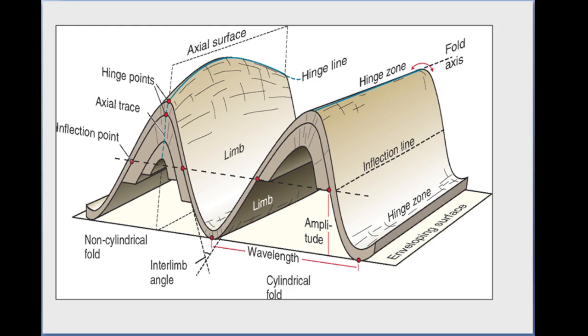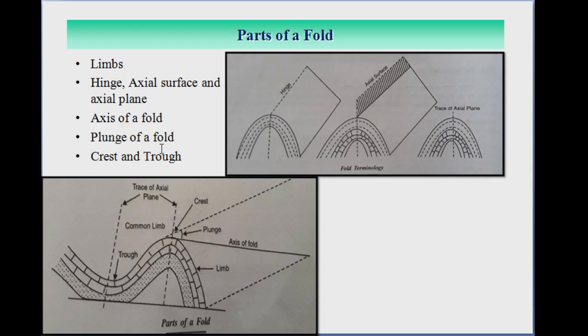So this line, the axis of the fold, is showing here. In this figure you can see this is an axis of the fold. This line represents the intersection of the axial plane of the fold with any of the beds of the fold. Means the axis of the fold indicates the intersection of the axial plane of the fold with the bed of the fold.